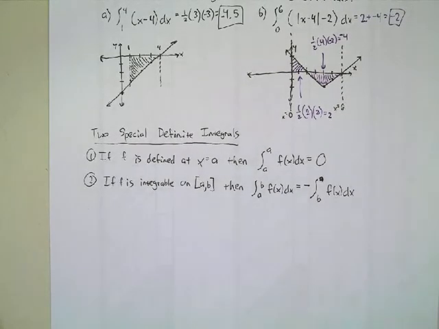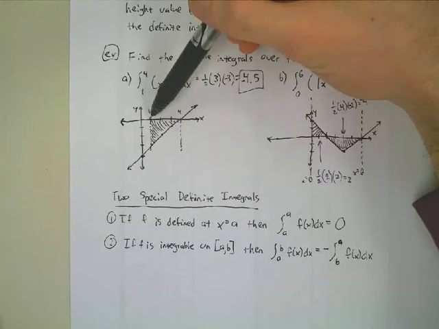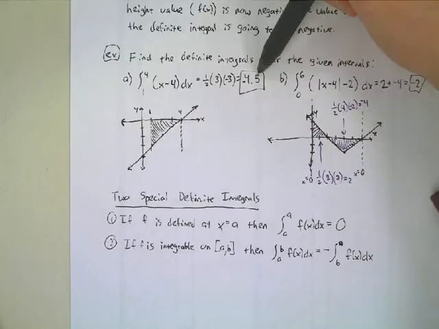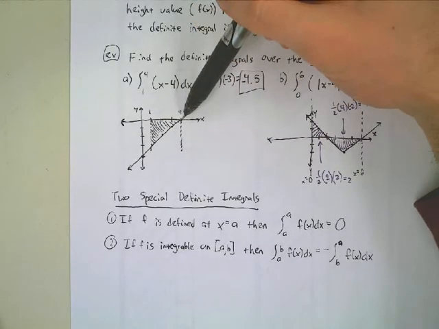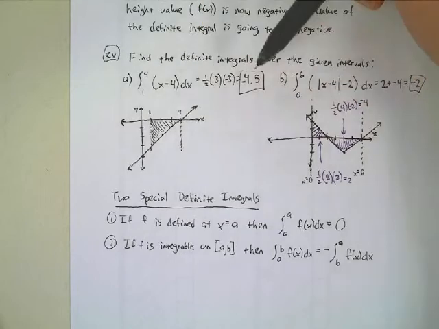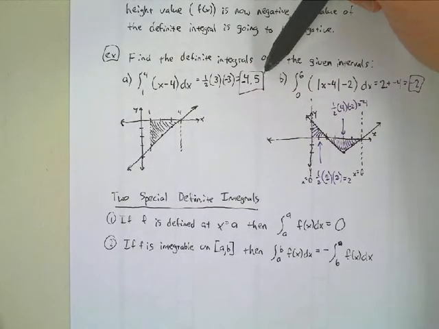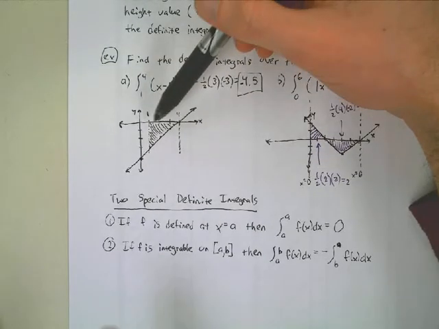Okay, so integrating from 1 to 4 here, we got negative 4.5. Integrating from 4 back to 1 would yield what answer? Positive 4.5. So integrating from right to left, even though the region is underneath the axis, because we're going right to left now, it's like double negatives. They cancel each other out and become positive 4.5.